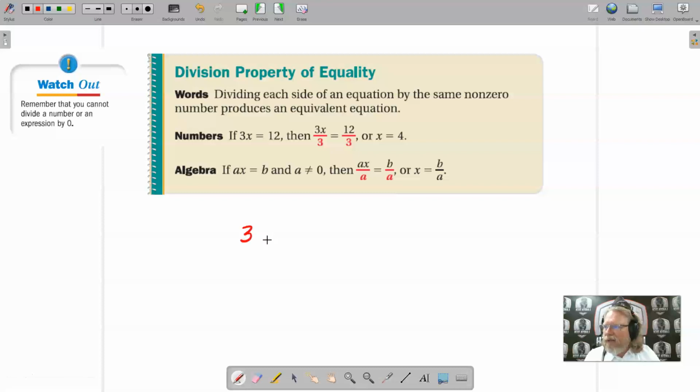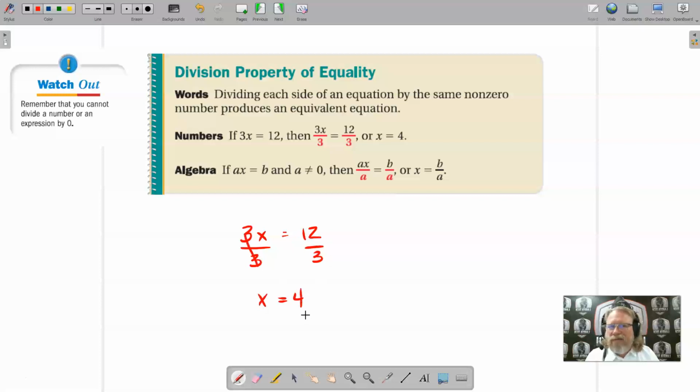So working this horizontally, up and down instead of across, if I had 3x equals 12, the 3 is tied to the x through multiplication, right? And the opposite operation, or the inverse operation, of multiplication is division. So I'm going to divide by the number I want to get rid of, which is 3. And what I do to one side, I have to do to the other. Now the 3's cancel each other, leaving me with x on the left, and 12 divided by 3 is 4.